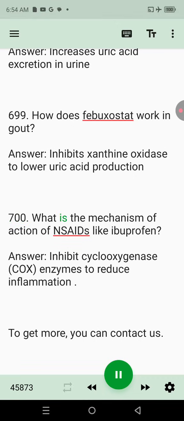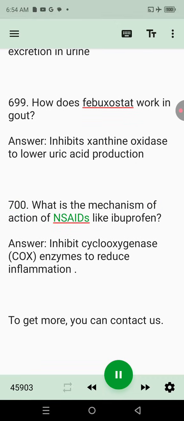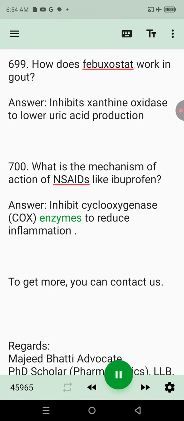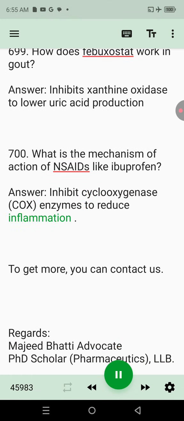700. What is the mechanism of action of NSAIDs like ibuprofen? Answer. Inhibits cyclooxygenase COX enzymes to reduce inflammation.